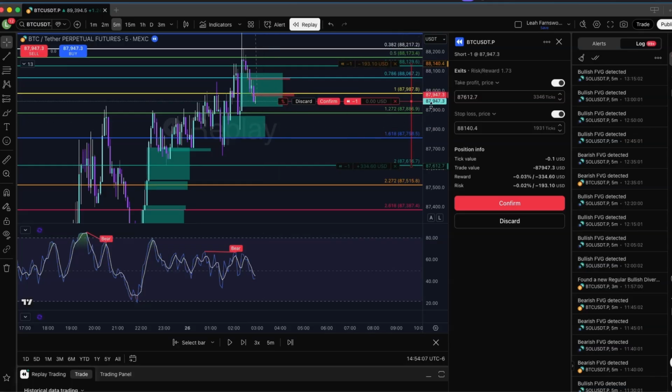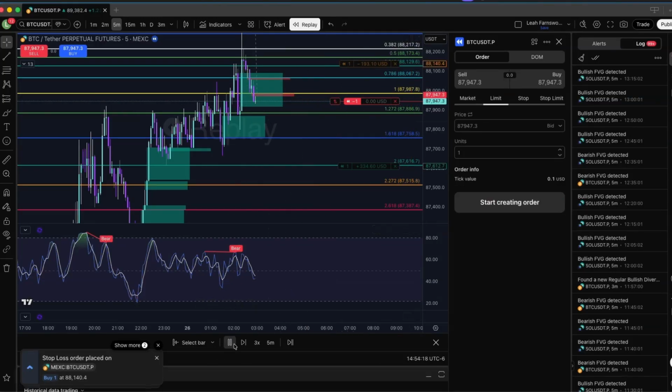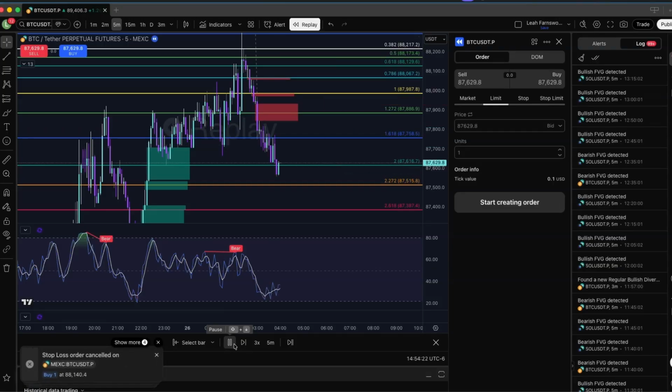So when you are trading live, you'll have a countdown timer timing the 5-minute candle. So you do need to wait for those. So right now my stop loss is up there. So about a 2 risk reward. We'll play it forward. There's our 1.618. Ooh, there's our 2.